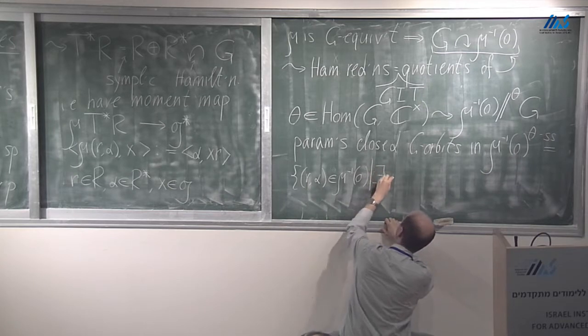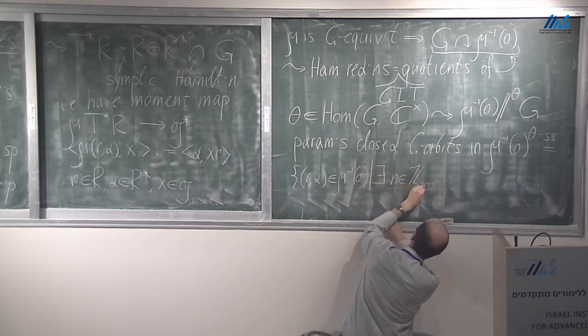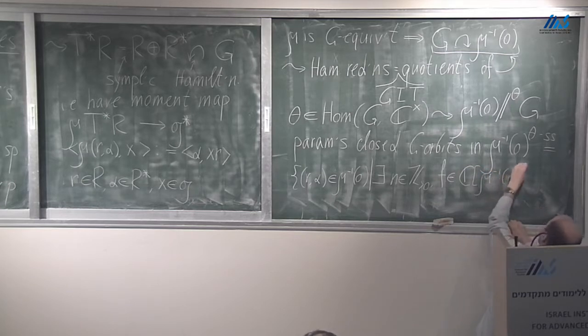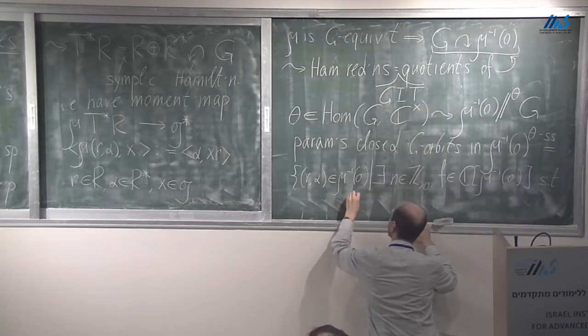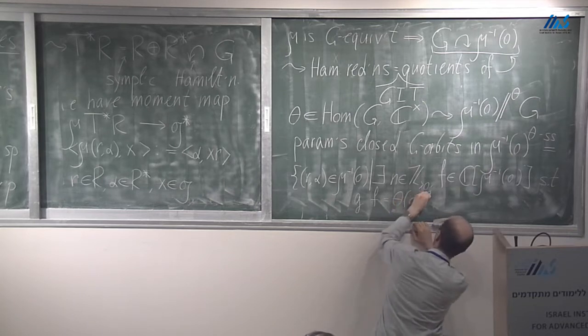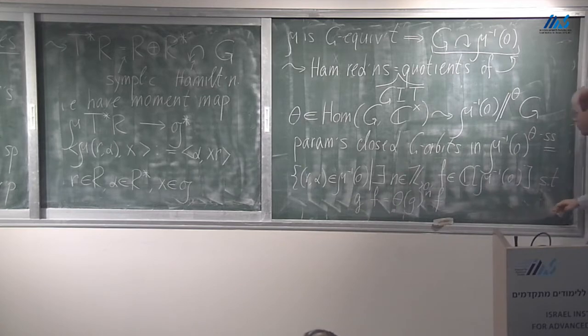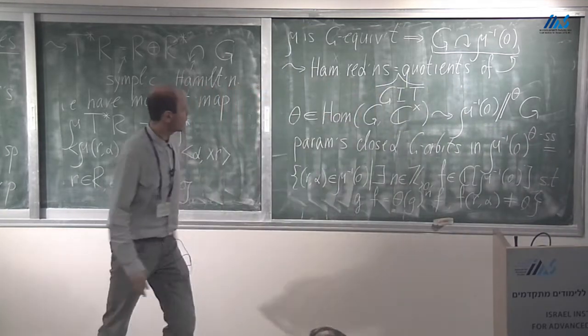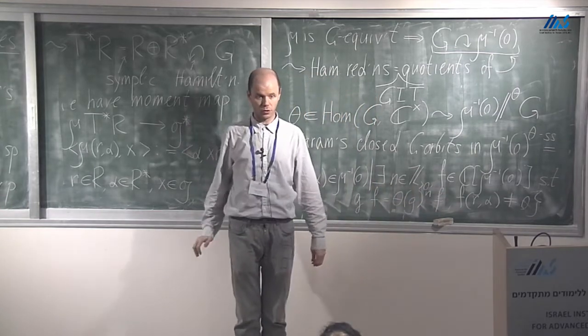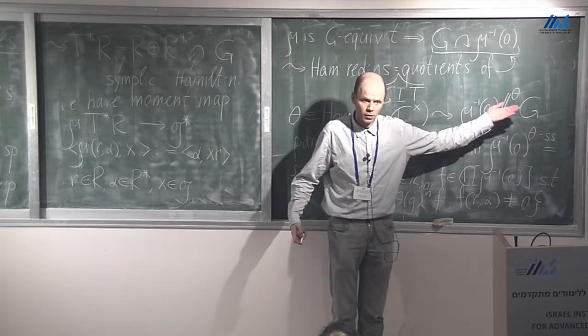such that there is a positive integer n and a polynomial f on mu minus 1 of 0 with the following properties. First of all, G acts on f by multiplying it with the character theta to power n. That's the first property. And the second property is that f, computed at r, alpha, is different from 0. Okay? So I take all such polynomials for all possible positive n, and I throw away some varieties of zeros. Okay? So I get some open subset in mu minus 1 of 0.